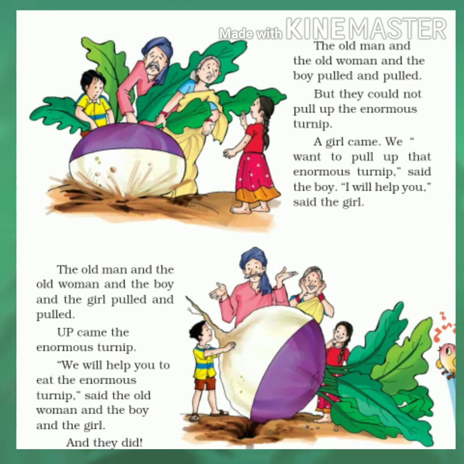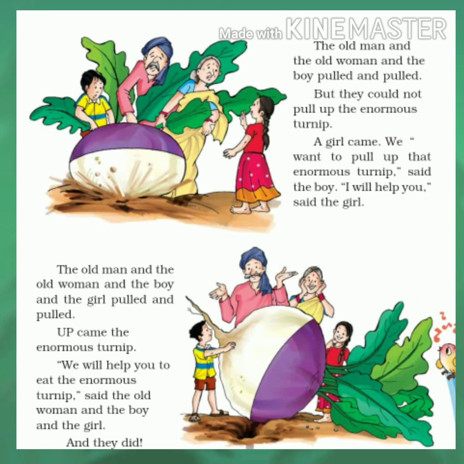This time, the old man and the old woman and the boy pulled the turnip from the ground, but they could not do so, as you know that the turnip was very huge in size. Suddenly, a girl came over there. Can you see a girl in red dress in the picture? Yes. Then what happens? The old man and the old woman and the boy asked the girl to help them to pull out the enormous turnip from the ground. The girl also agreed to that.